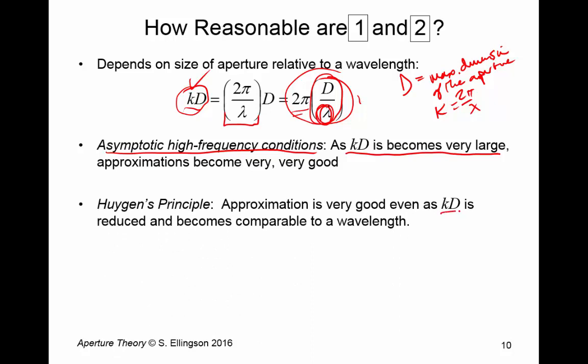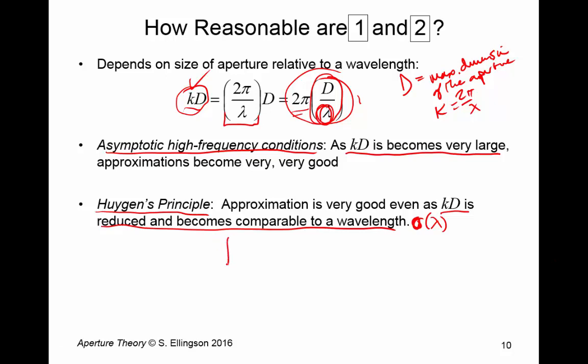Now, if kD is not large, but rather it's reduced and it becomes comparable to a wavelength, we might say it this way, if it's on the order of a wavelength, then this turns out to still be a relatively good approximation. We have to be careful, but it's not a crazy thing to do. And one way to see this is through observation. I wouldn't even call it a principle. I'd call it an observation, but it goes by the name of Huygens principle. I'll just give you a very brief idea of how this principle works.